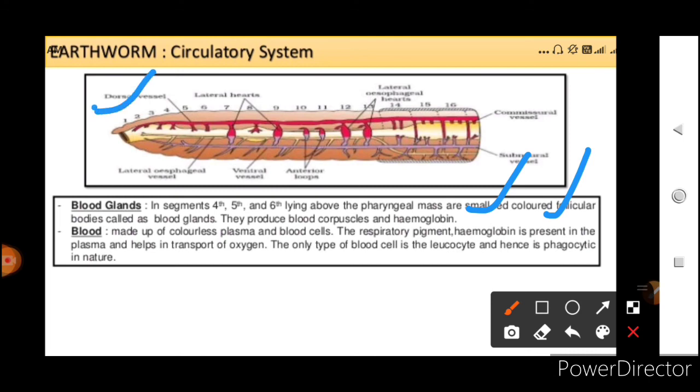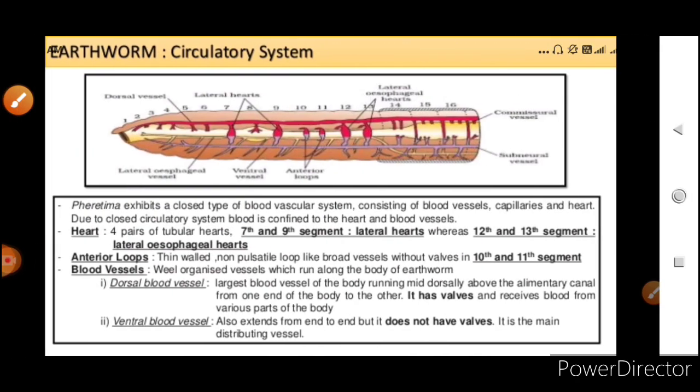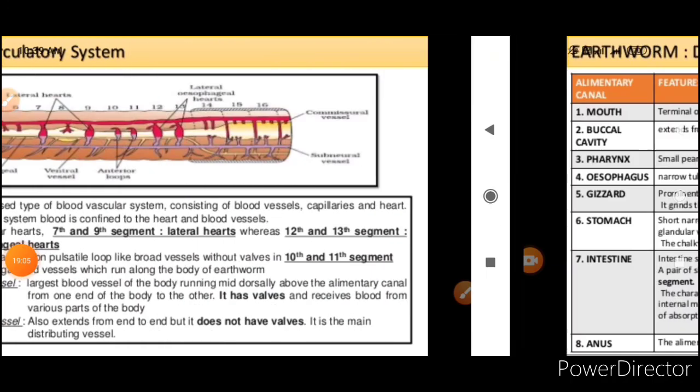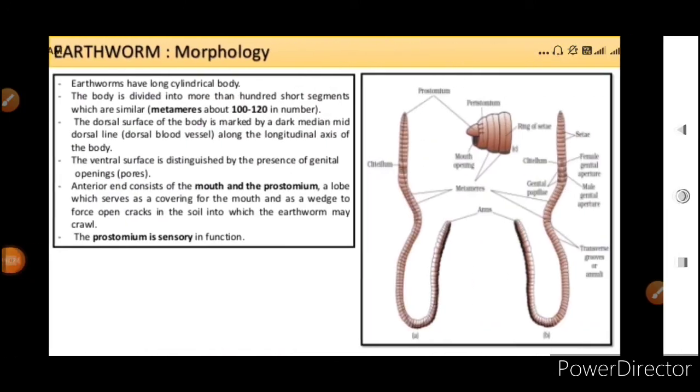Lateral hearts are present. Also we have the anterior loops here, the large blood vessels which were present. This is the ventral vessel. This is the lateral esophageal vessel. So this is the circulatory system. Hearts were present, anterior loops were present, dorsal and ventral blood vessels were present, blood glands are present, and blood is present.